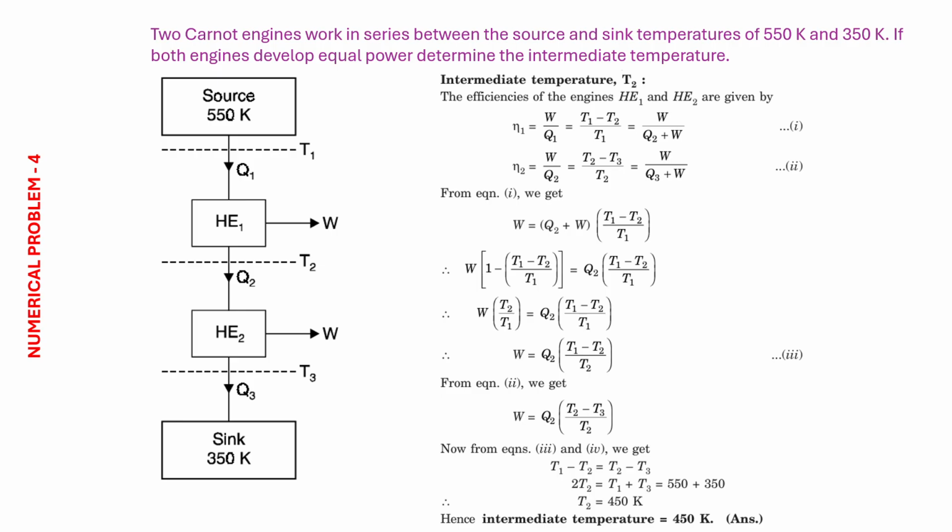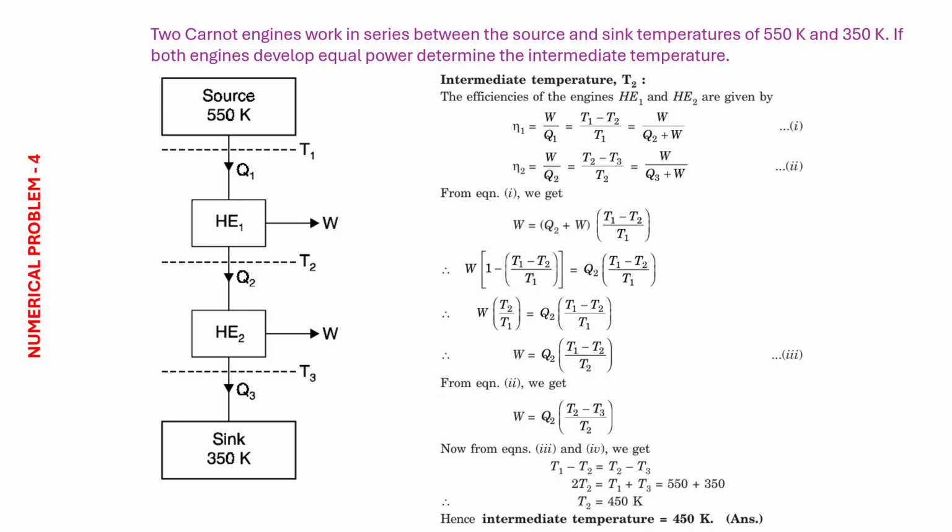Here we are going to make use of the general efficiency formula, which is simply, if it is in terms of 1, W by Q1; if it is in terms of 2, W by Q2. Again we are going to equate this with the maximum efficiency, T1 minus T2 by T1, while in case of 2 to 3, T2 minus T3 by T2, right? We are just equating efficiency with efficiency max, right?